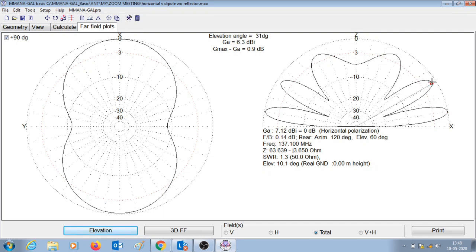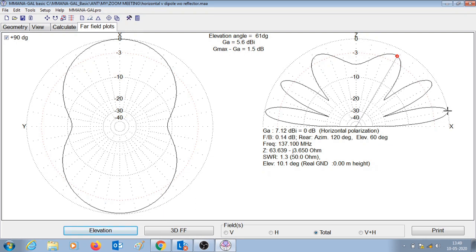Going ahead, at mid-range, let's say at 32 degrees, close to 30 degrees, the gain is 6.4 dBi, which is also very good. And the third lobe, at approximately 60 degrees, gives about 5.6 dBi.